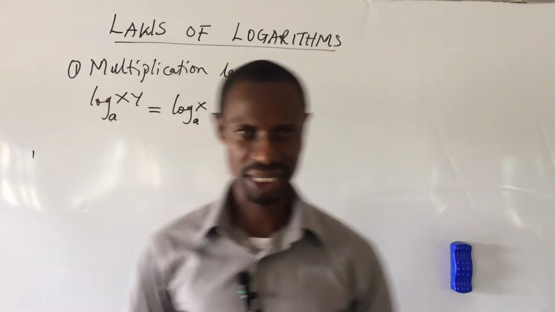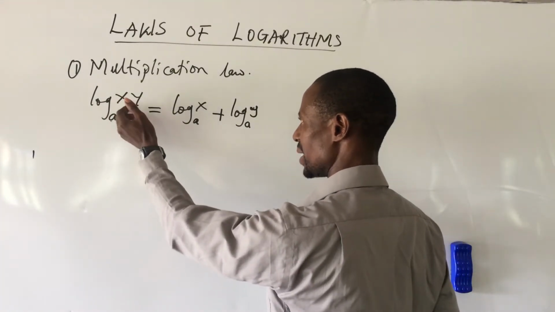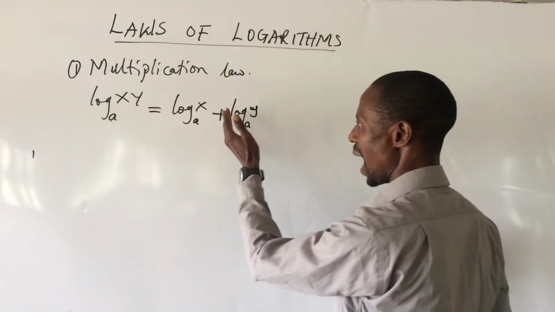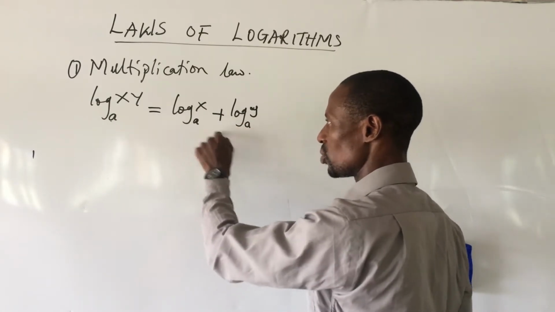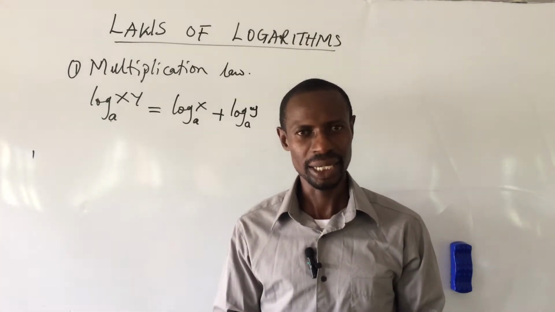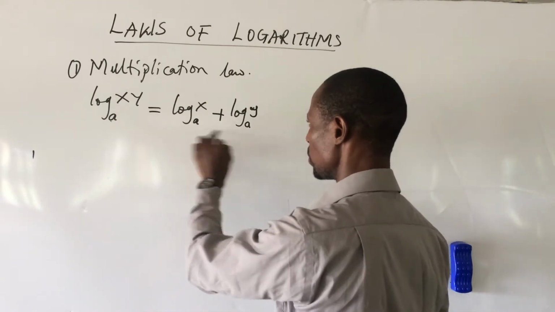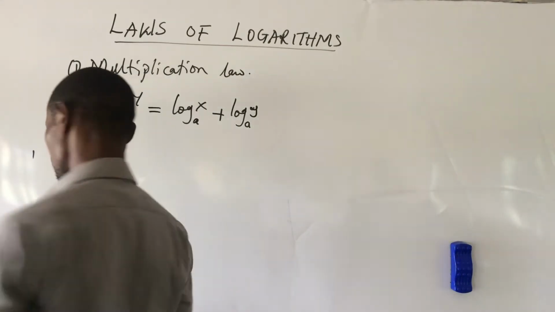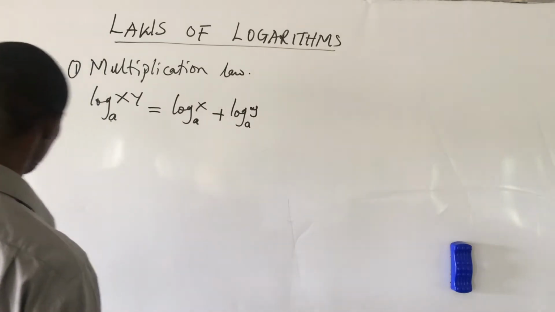Simple as ABC. If you have a log of two numbers multiplied by themselves, then you add their logs to the same base. The two numbers will be to the same base. Or if you have a heavy number, you can split it, then take it to the same base. That is what that law says. Very simple.